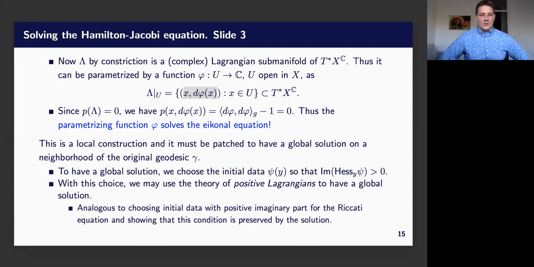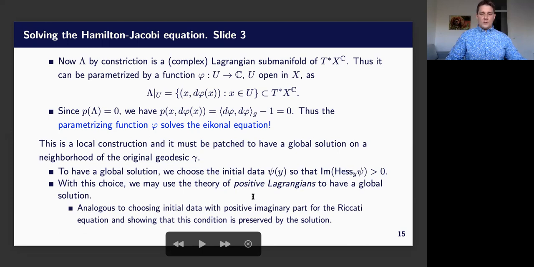And I remind people who are familiar with the construction of the solution to the eikonal equation by using the Taylor series argument, that this is a part which is analogous to choosing initial data with positive imaginary part for the Riccati equation, and showing that this condition is preserved by the solution to the Riccati equation. So choosing this kind of initial condition guarantees that the solution doesn't somehow collapse before its time.